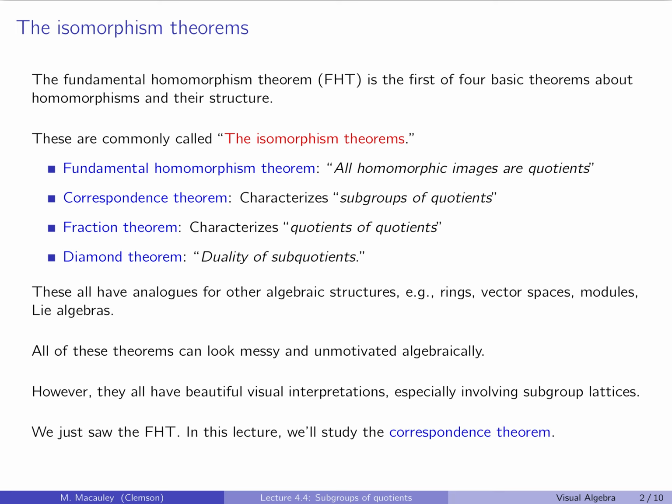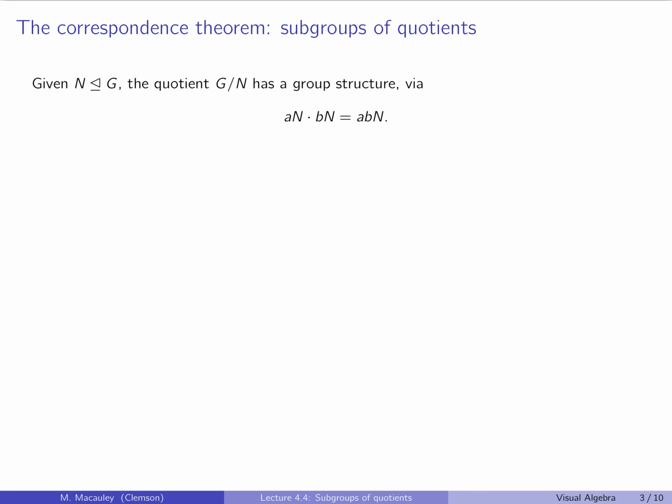In the previous lecture, we just saw the fundamental homomorphism theorem. In this lecture, we will study the correspondence theorem. Once again, to motivate the statement, given a normal subgroup N of G, we know the quotient G mod N has a group structure via the following operation. AN times BN is the coset ABN. Moreover, by the fundamental homomorphism theorem, every homomorphic image is a quotient.